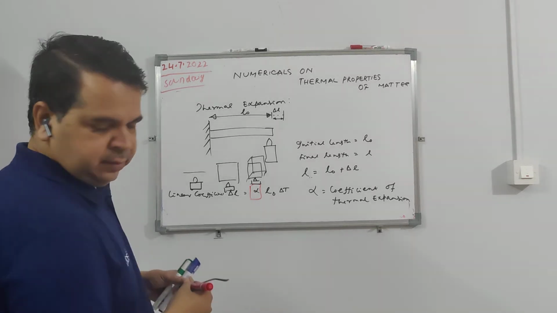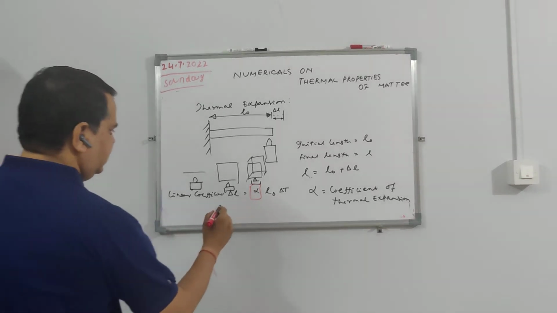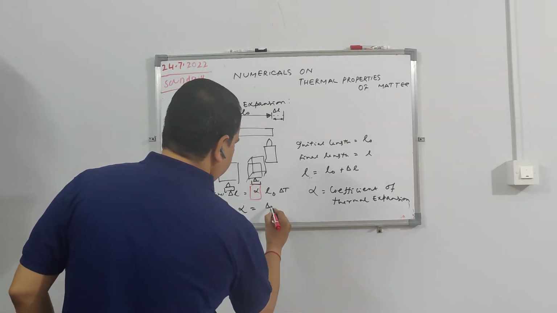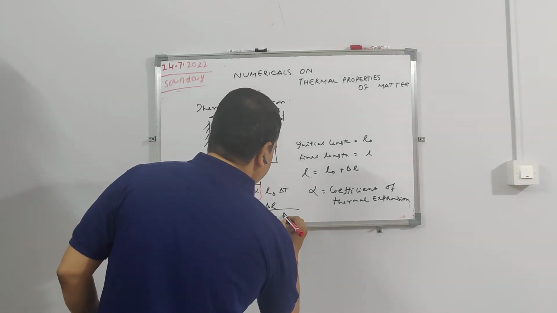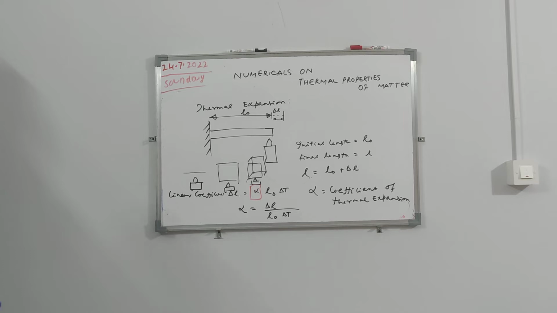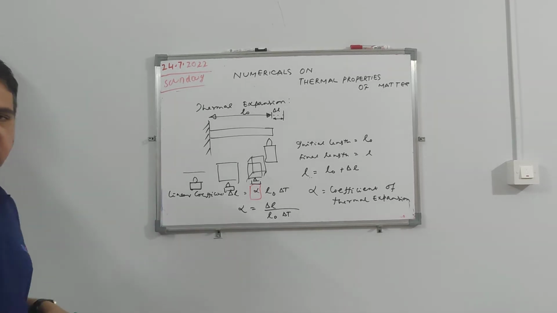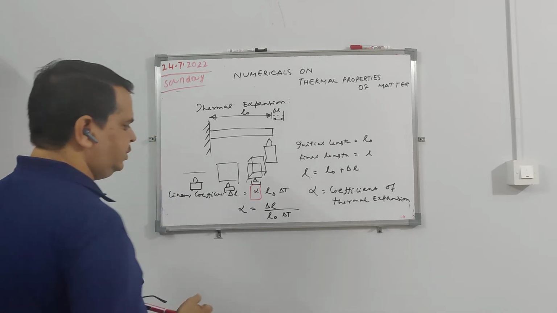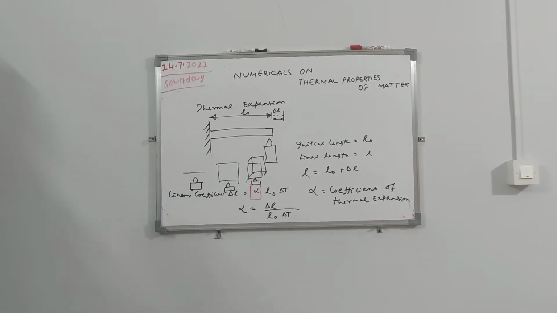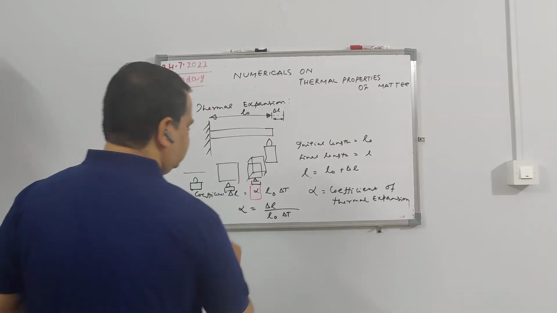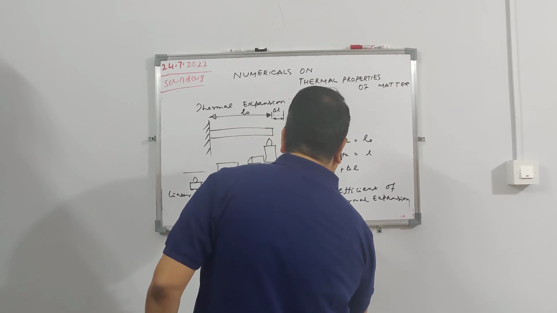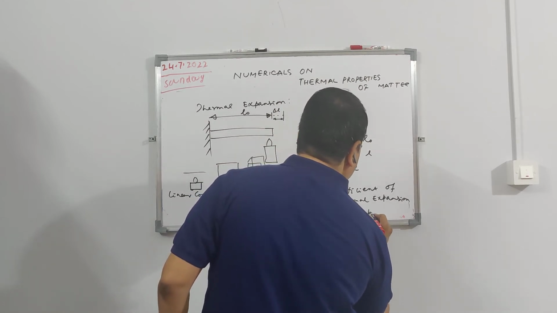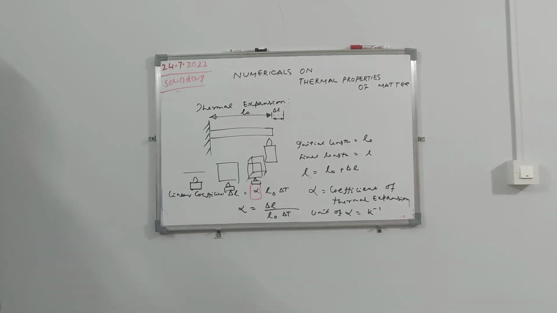So this coefficient of thermal expansion can be written as alpha is equal to delta L divided by L0 delta T. So this is called the coefficient of linear expansion. And if somebody asks, the unit is important here. Change in length by original length means length cancels, so the unit of alpha is Kelvin inverse. Just Kelvin inverse.